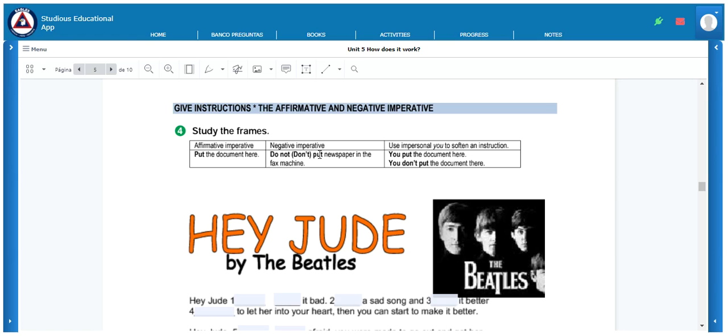Do not put the newspaper in the fax machine. Why? Because we're using the word put. That's what we learned in this lesson. The negative form, do not, positive, put. Put the documents here. Of course, you can add the word do. So you can say, do put the document here. Negative, do not. Or the contraction, don't put the newspaper in the fax machine.